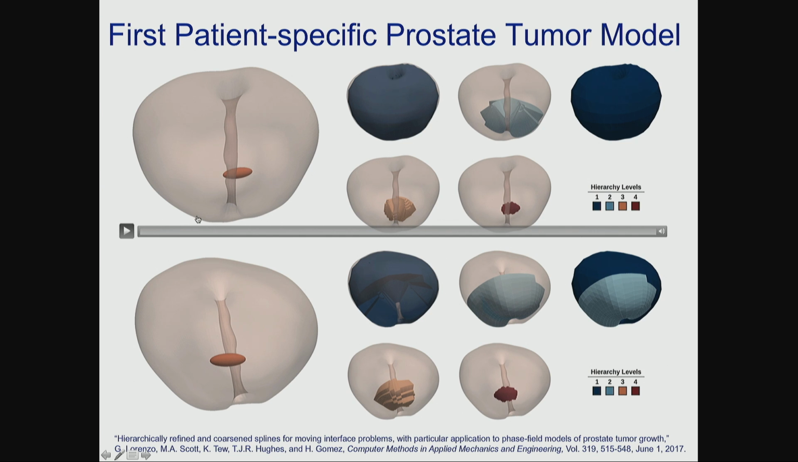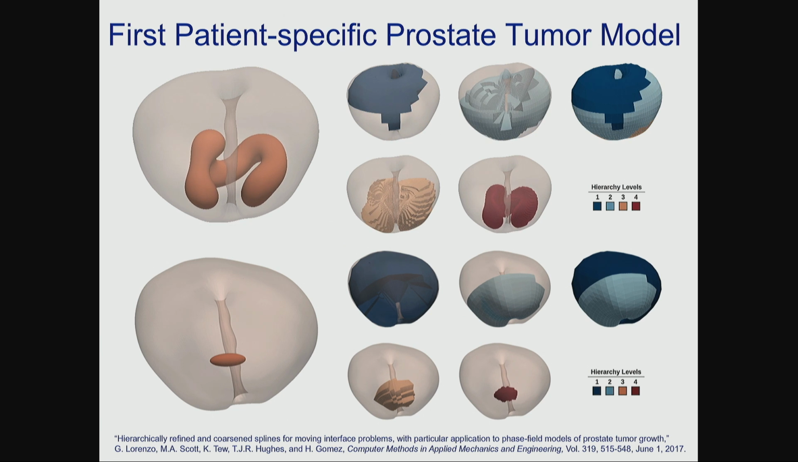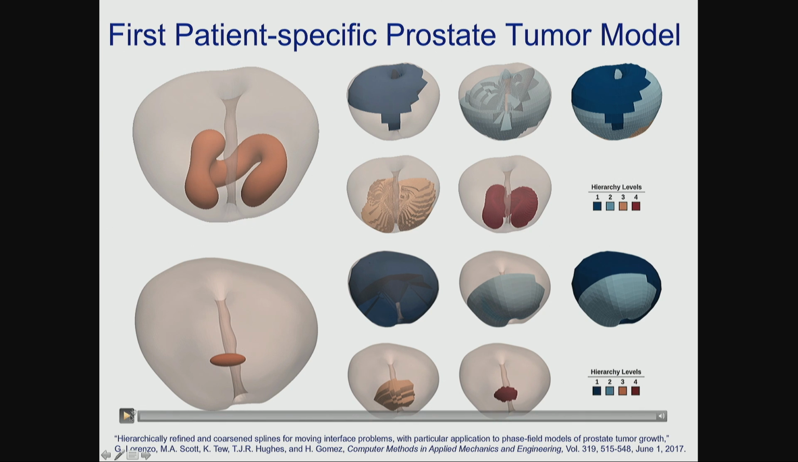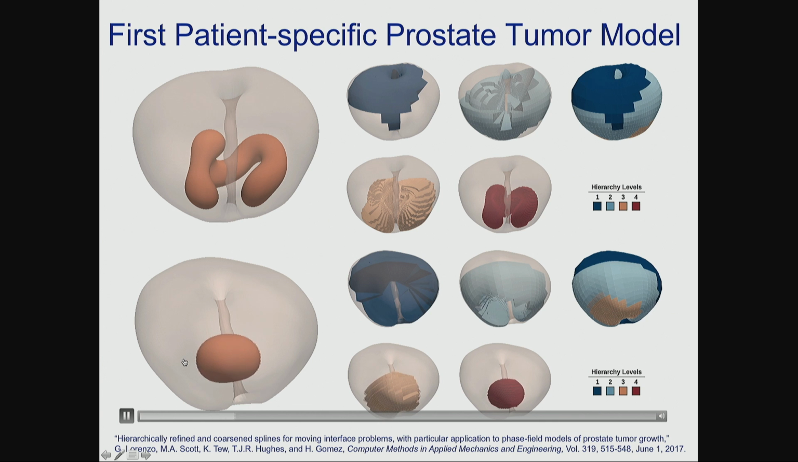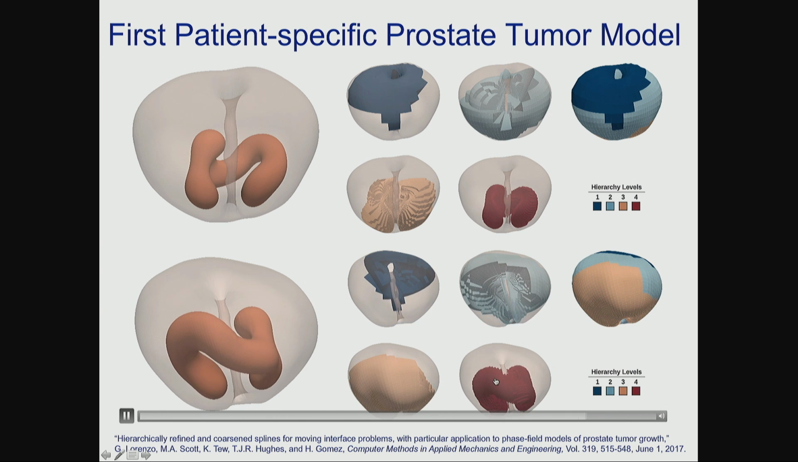So you need adaptive refinement and de-refinement to do these efficiently. There are 4 hierarchical levels here. And all of that refinement is embedded in the geometry. You're never changing the geometrical map of the tumor, of the prostate. So that's an anterior view. Here's a posterior view. Again, you're getting very, very sharp interfaces by refining and de-refining.